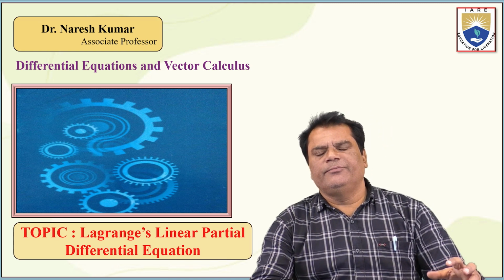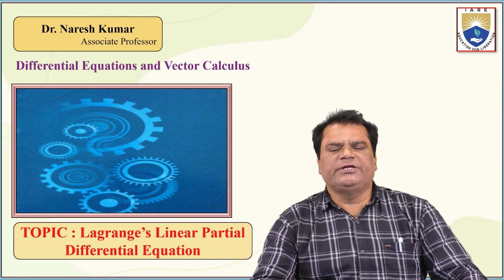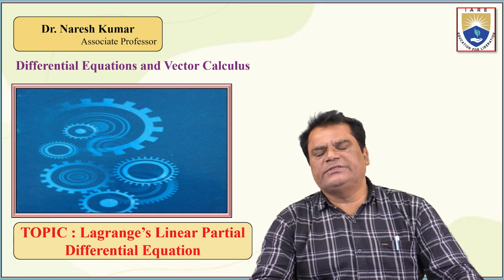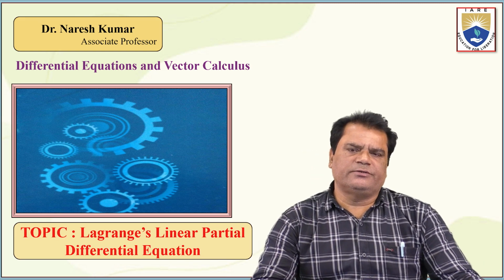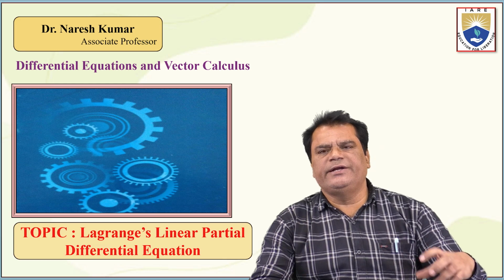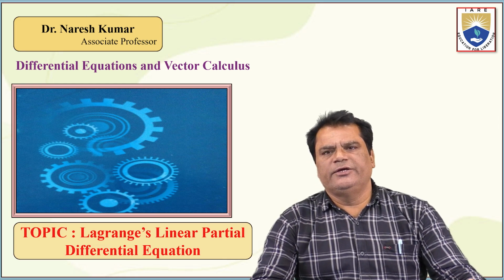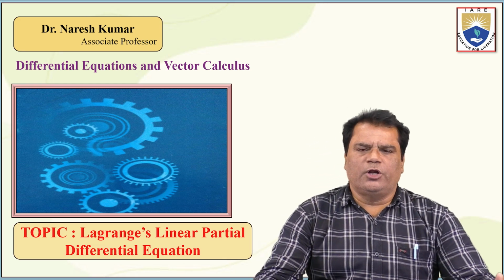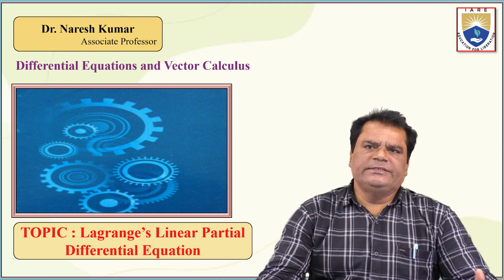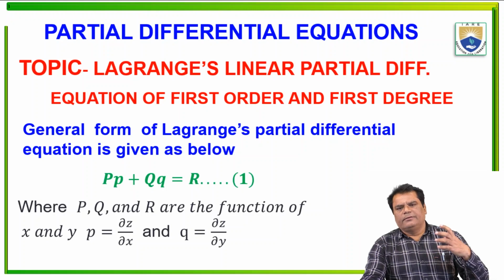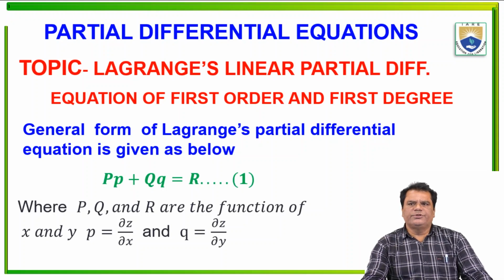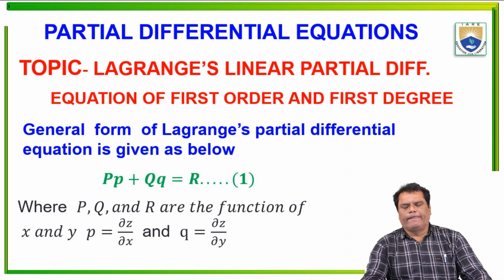Which method do we apply in this partial differential equation of first order and first degree so that we can find the solution? I want to discuss in detail the method which we apply to solve Lagrange's linear partial differential equation. So the name of my topic is Lagrange linear partial differential equation of first order and first degree.